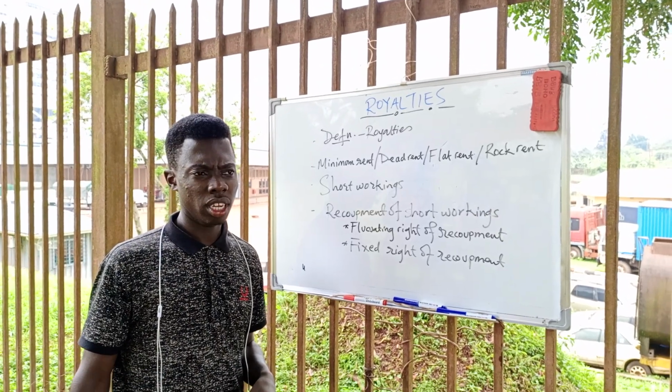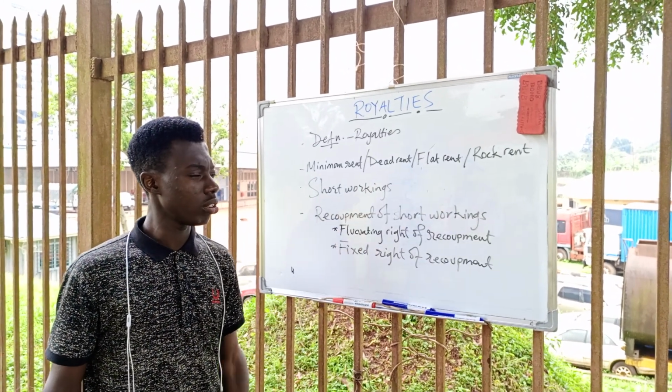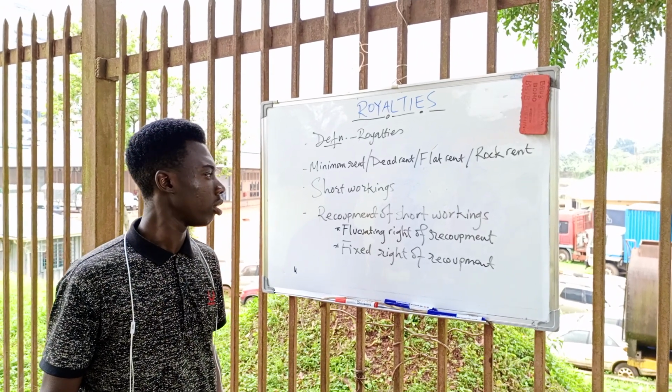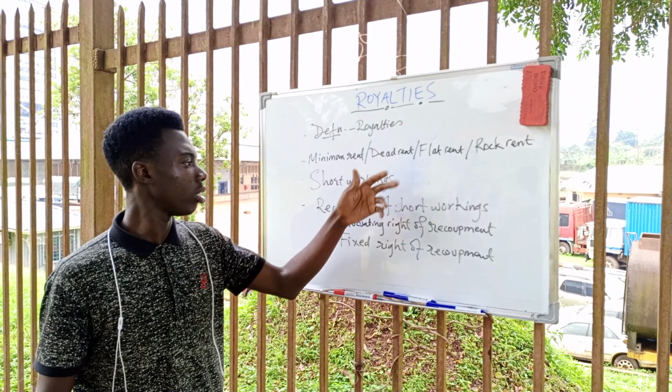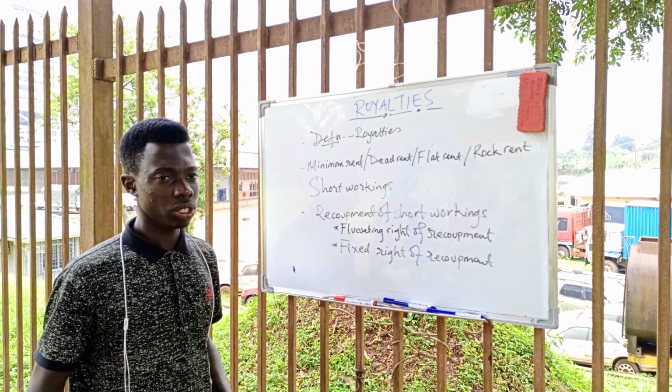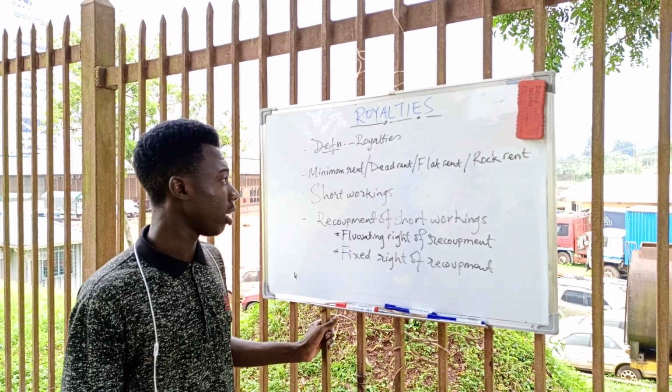So now we are going to be looking at some of the common terms that are used in royalties, because normally part of the question can tell you to distinguish between maybe short workings and minimum rent, or recoupment of short workings and maybe minimum rent, anything. So you need to know some of the theory which is behind the royalties.